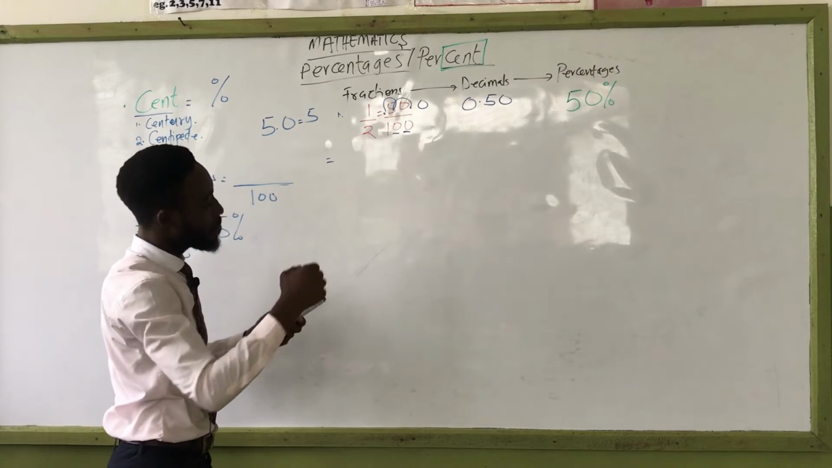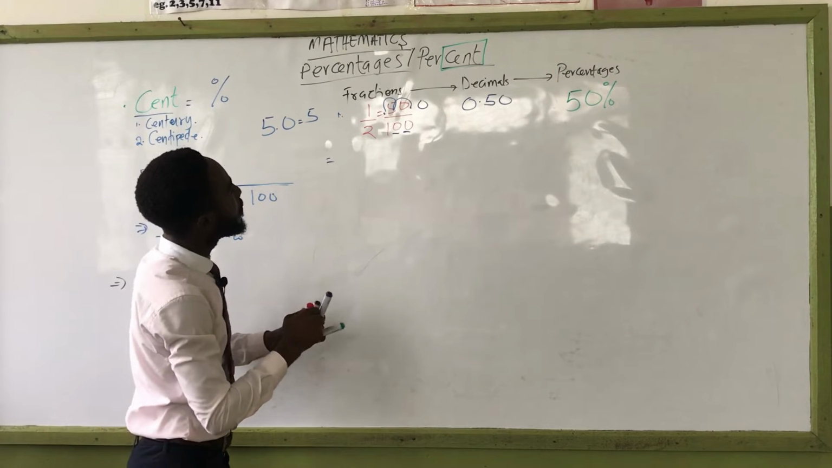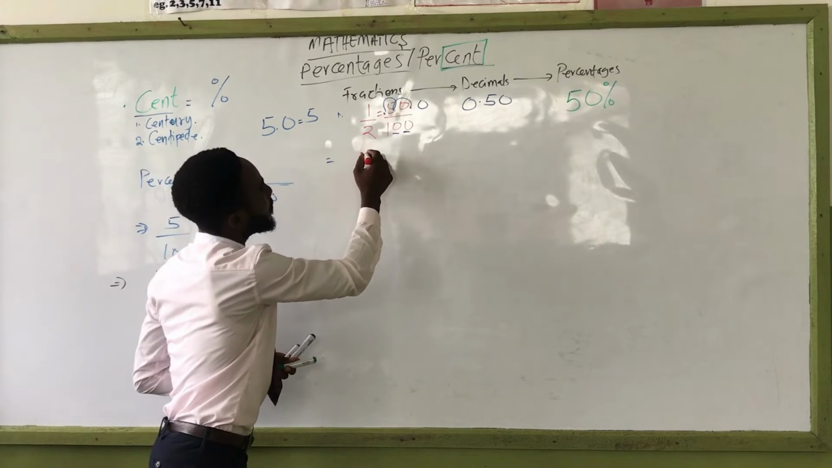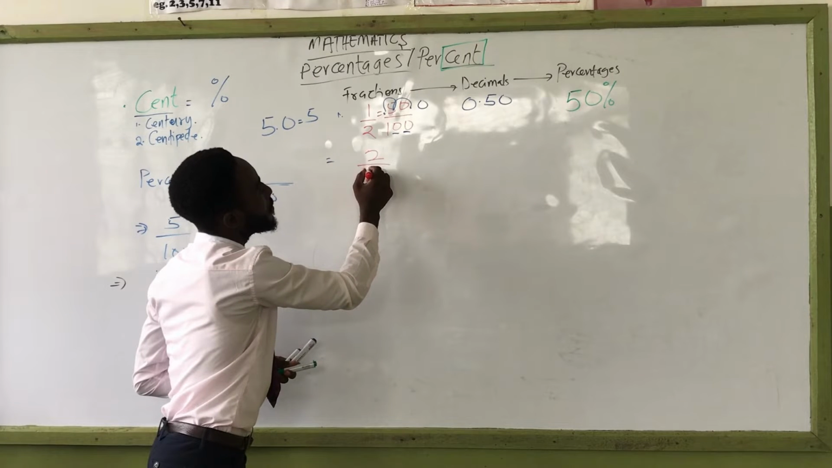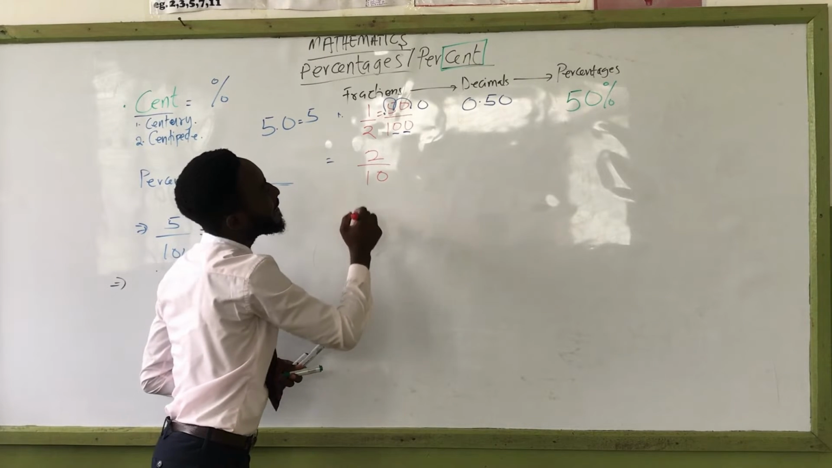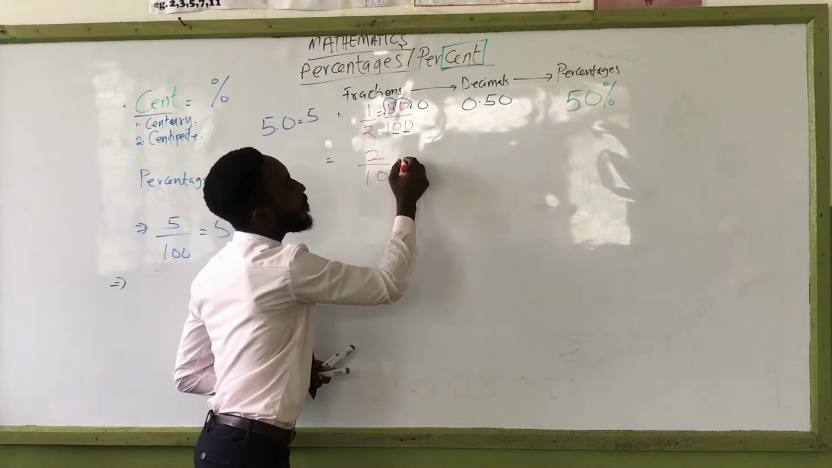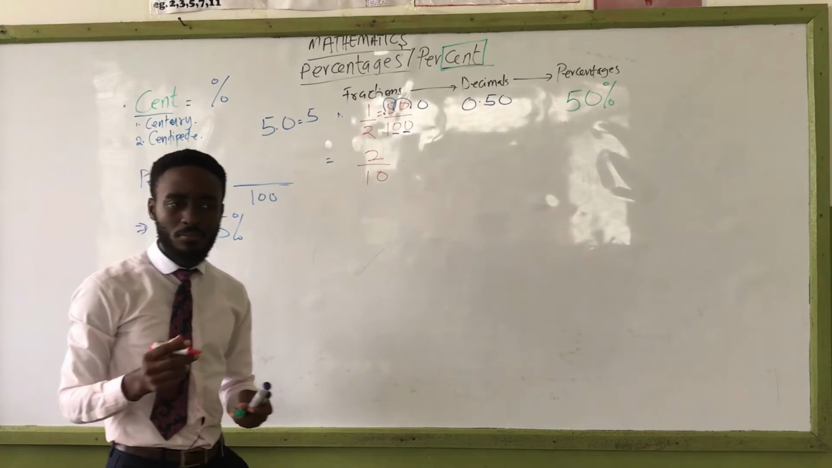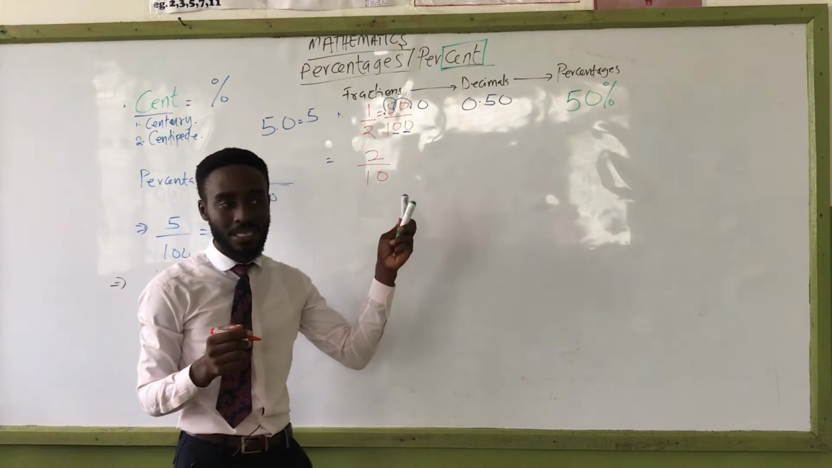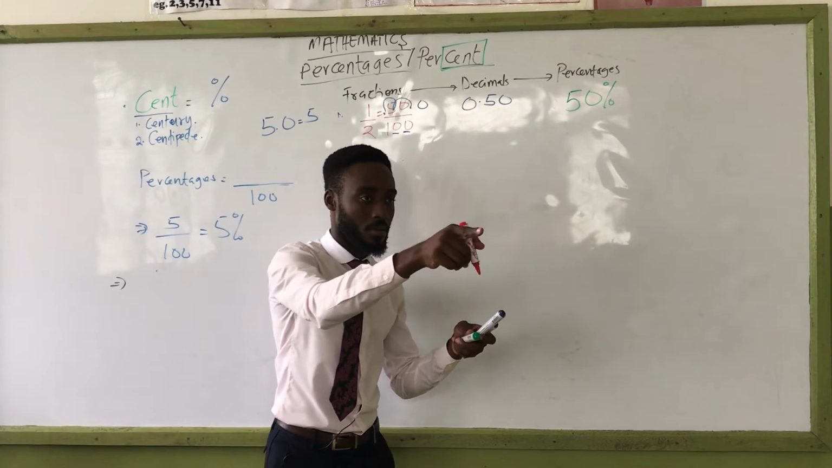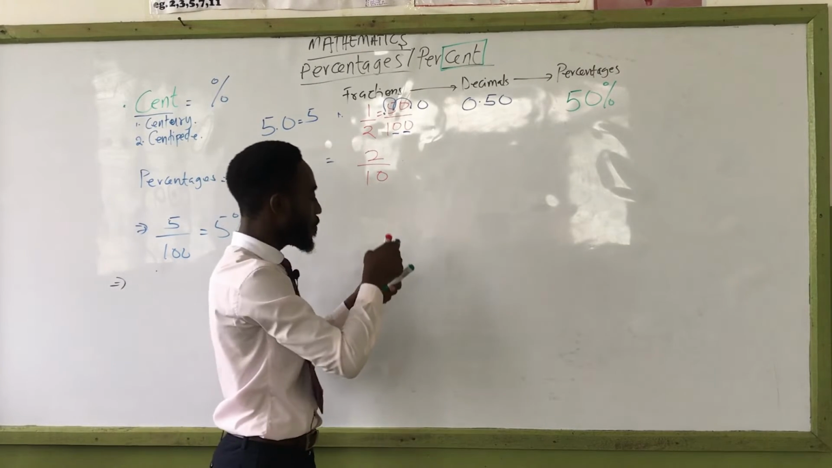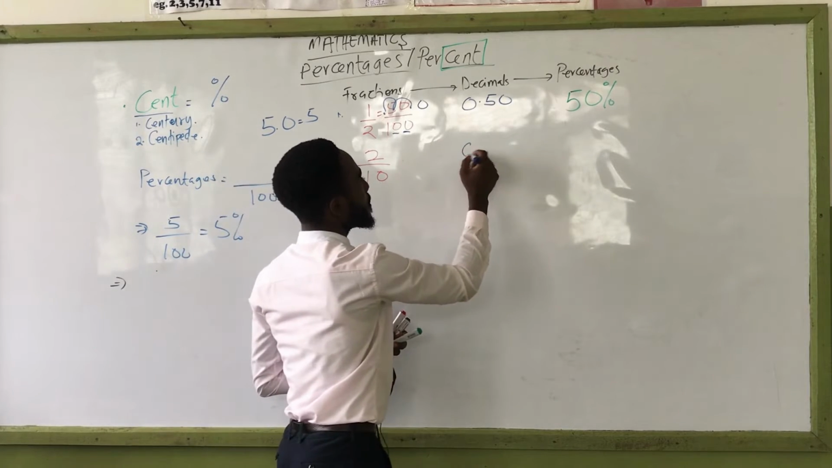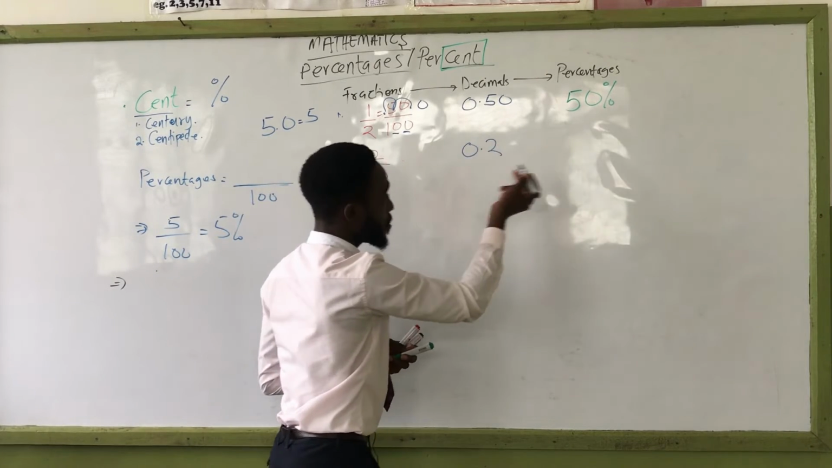Now let's try another one. Let's try writing this fraction, 2 over 10. What would be its decimal? The decimal for 2 over 10. The decimal will be 0.2, or 0.20.